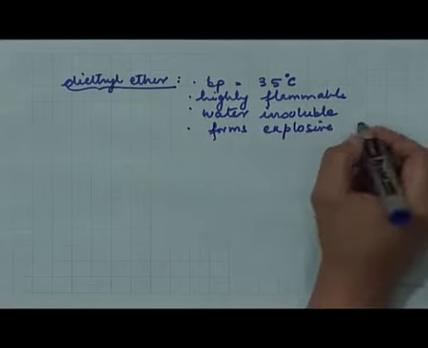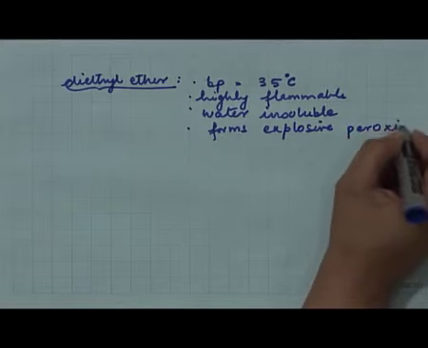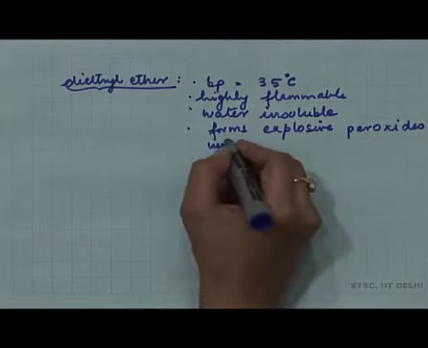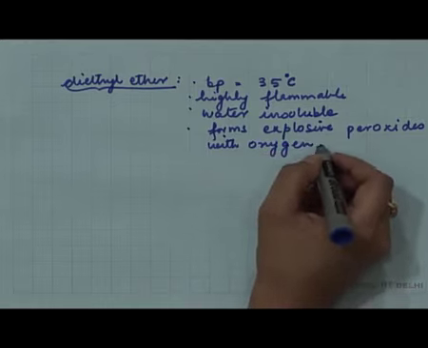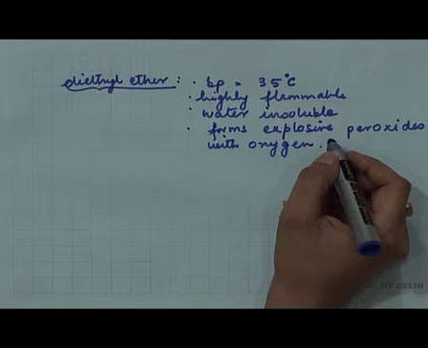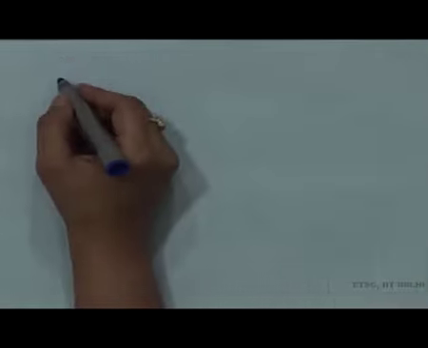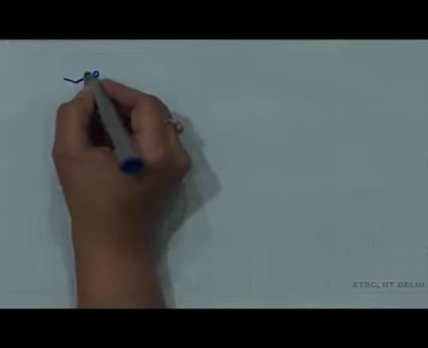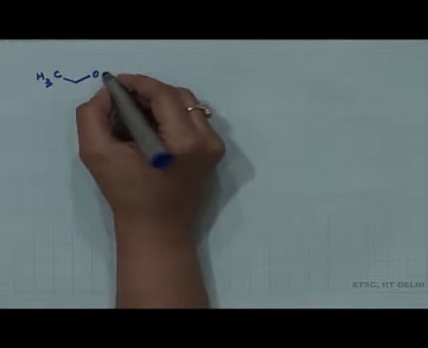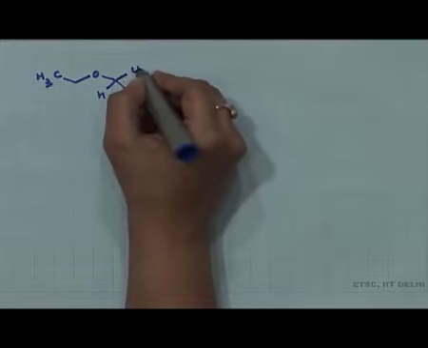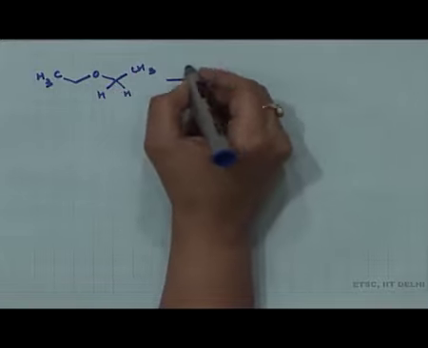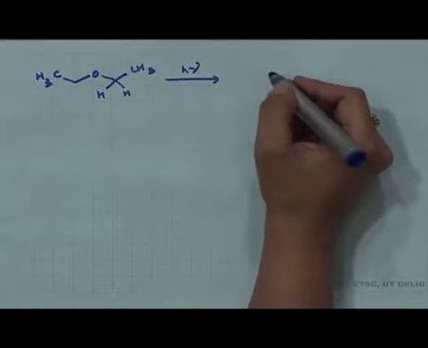It forms explosive peroxides with oxygen, and that is one reason why these ethers are stored in dark colored bottles, because this is a light initiated reaction. So, what is the mechanism for formation of these hydroperoxides of ether? This is a light induced reaction. For example, we talk about diethyl ether as an example. This is a light mediated reaction, and it takes place by a radical pathway.